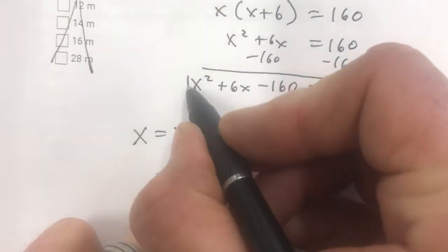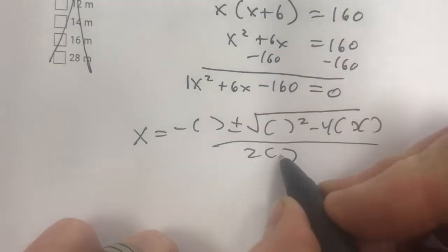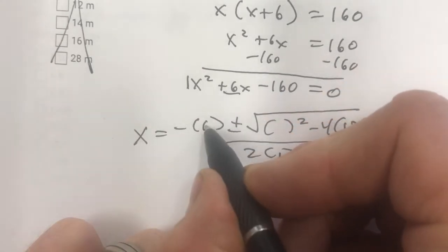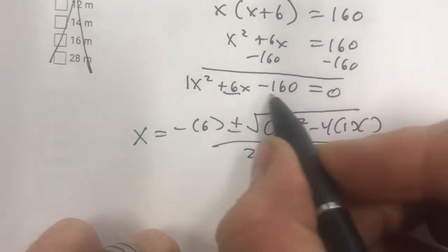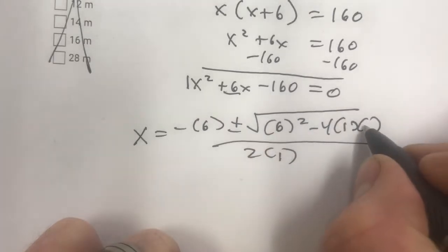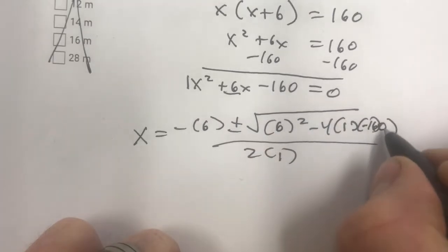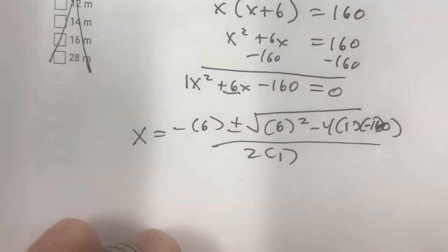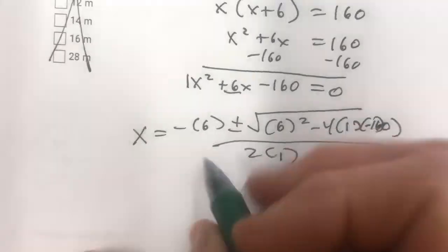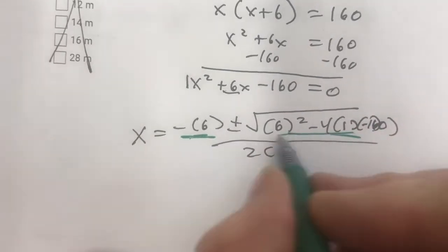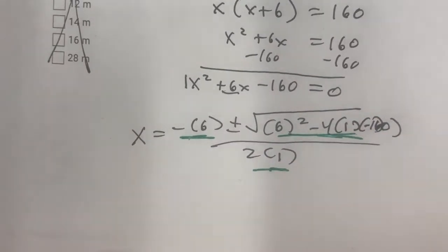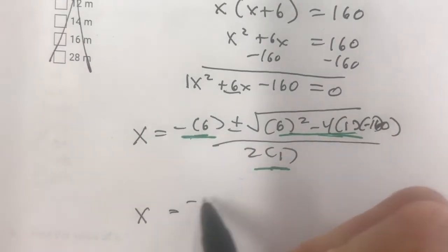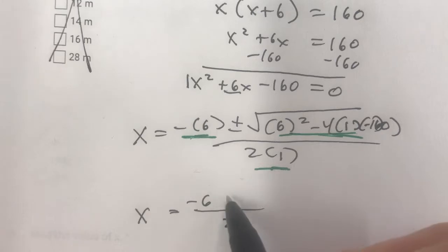Now my a is 1, so 1 goes here and here. My b is 6, that goes here and here. And then there's my c, negative 160. I'm out of room here. Okay? Now, there should be 3 things to do at once here: this one, this one, this one. So right there, that's a negative 6. Down here, 2 times 1 is 2.